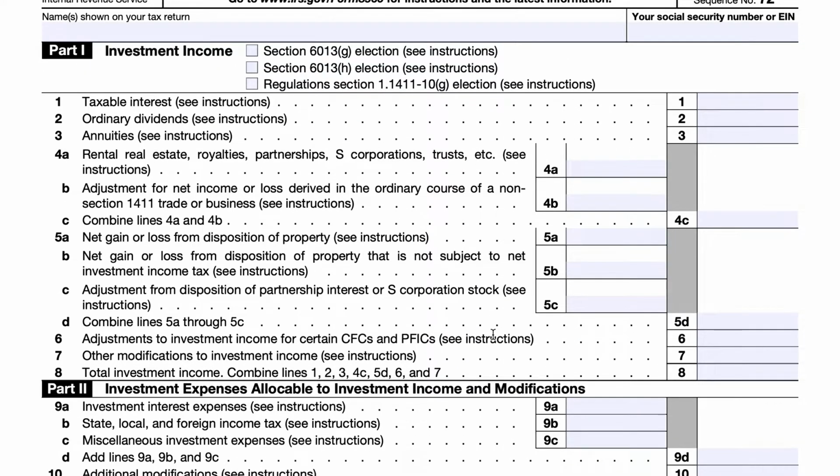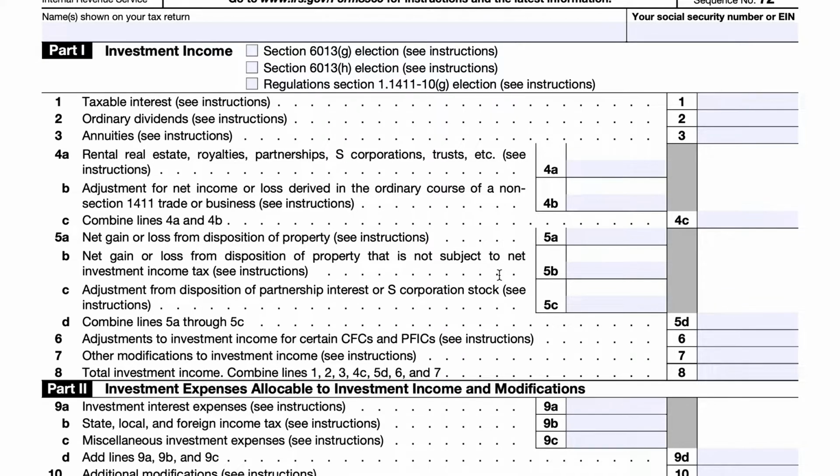Line 5A, net gain or loss from the disposition of property. Again, this would generally be considered capital gains. 5B would be net gain or loss from the disposition of property not subject to net investment income tax. And then you're going to make the adjustment on 5D for any other adjustments from the disposition of a partnership interest or S corporation stock.